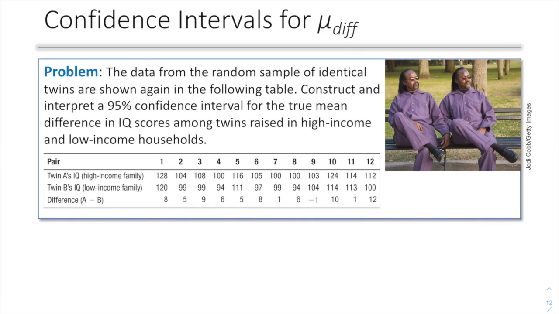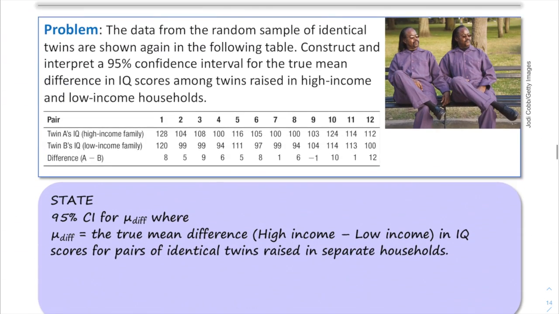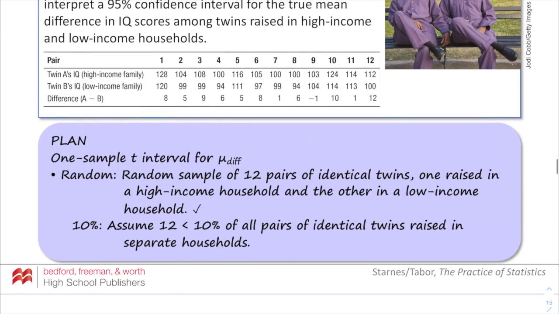All right, so here's the information again on the twins. So the data: construct and interpret a 95% confidence interval for the true mean difference. So 95% confidence interval for mean diff, where mean diff is, and you define what the difference is. This is a one sample t interval for the difference. So it's not two samples, it is one sample because it's matched pairs.